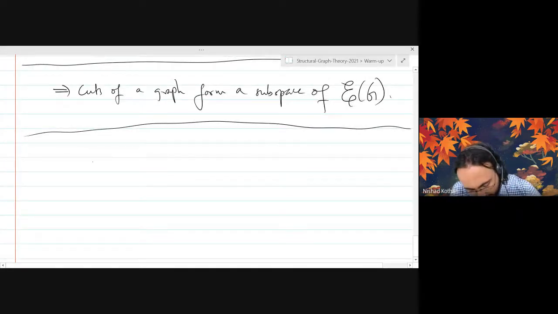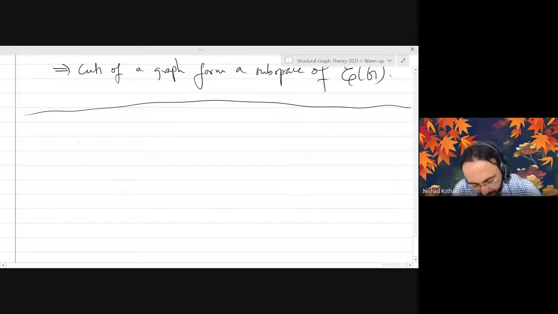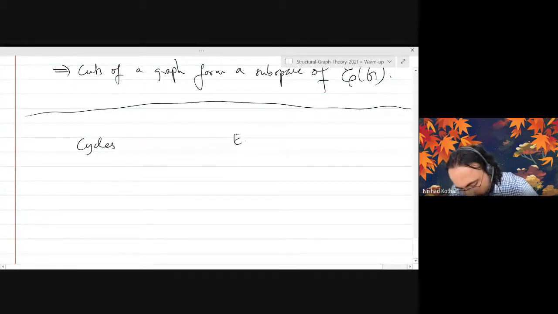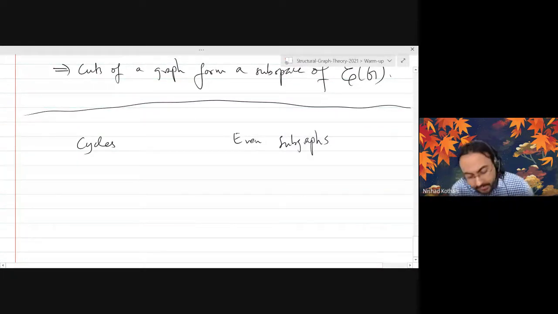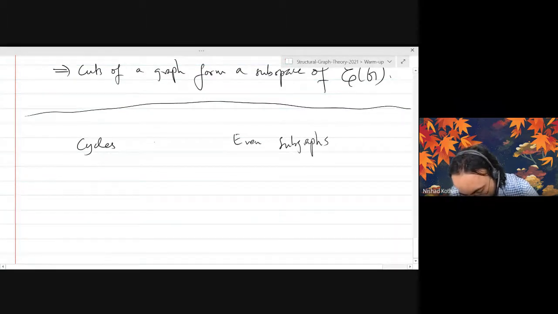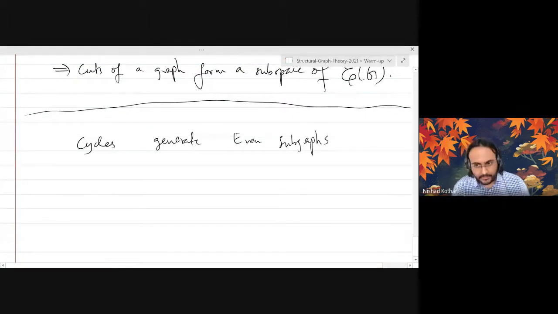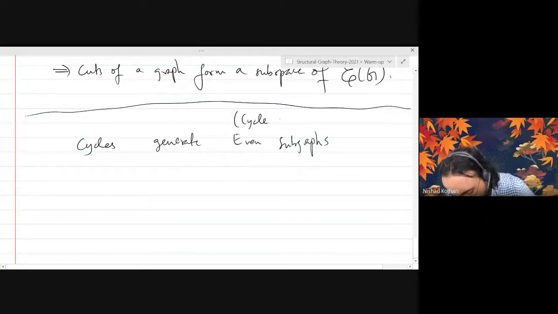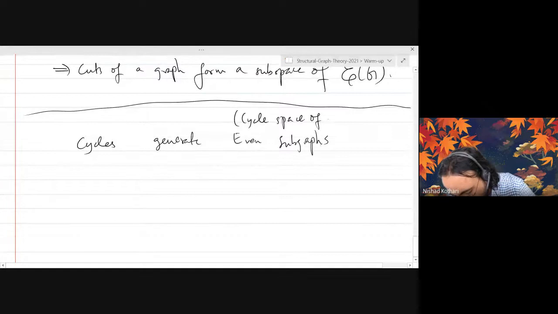So let's look at all the things we have studied so far, all the important graph theoretical concepts. We started with cycles, and we noticed that if you want a subspace, we need to look at all the even subgraphs of the graph. But the cycles actually generate the cycle space, which means the cycles generate all the even subgraphs, because the even subgraphs are exactly the cycle space of the graph.